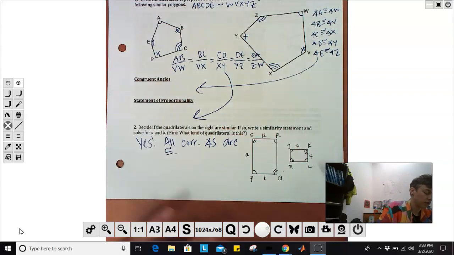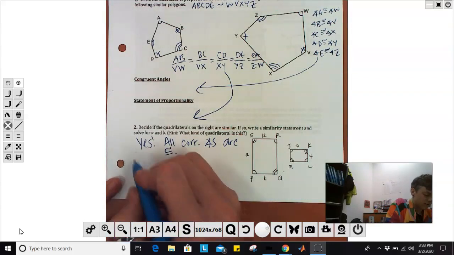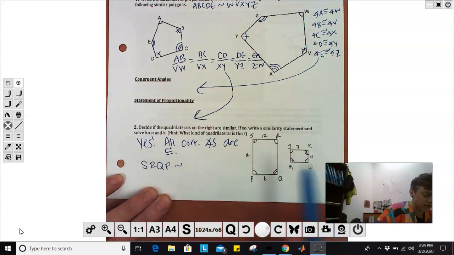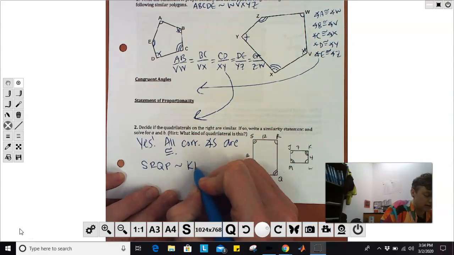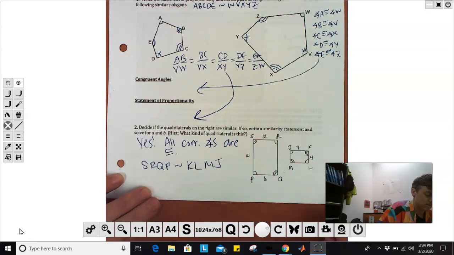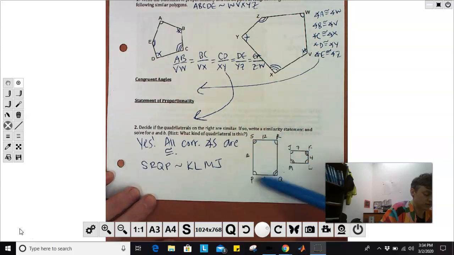Okay, so we can say SRQP is similar to... S has 2 little marks, R has 1, so we need to go from 2 marks to 1 mark, so we'll say KLMJ. So we know KL and KJ. We need to find A and B.